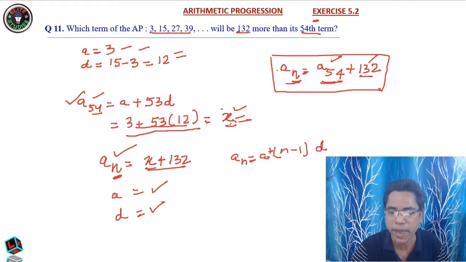Now here A is known to us, D is known to us, AN is known to us, so we can easily get the value of N. That is the question: which term? So we can get the value of N. With this hint, now let us see the fresh solution.